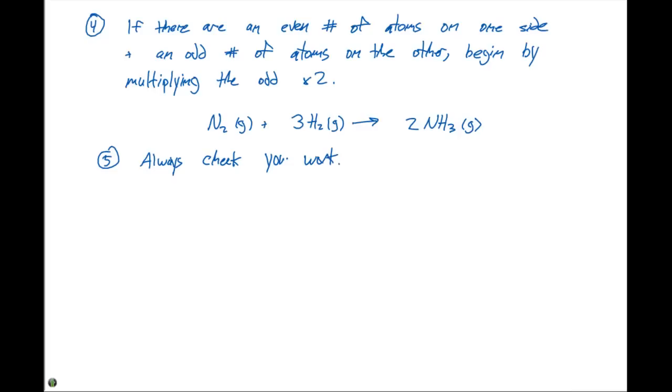If you can count properly, you're going to know if you're correct, because the number of atoms on the left-hand side has to equal the number of atoms over on the right-hand side.